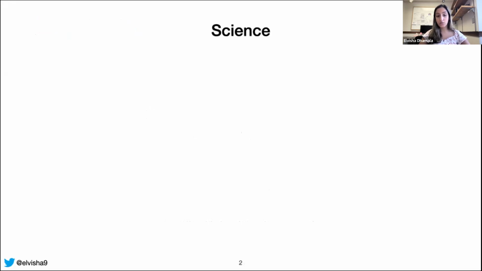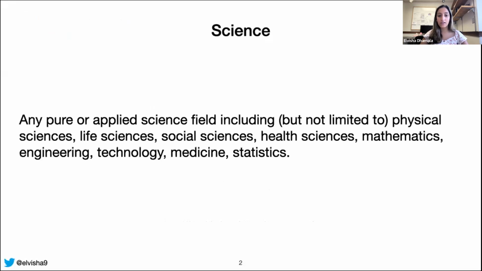In order to understand what science communication is, we first need to understand what science is and what communication is. So let's start with science. Science can mean a lot of different things, and I'm not here to say what is and isn't science. So we're just going to go with a very broad definition of any pure or applied science field, including but not limited to the physical sciences, life sciences, social sciences, health sciences, math, engineering, technology, medicine, and statistics.